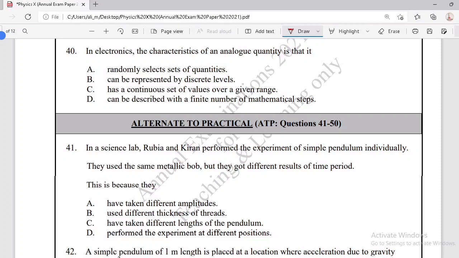In electronics, the characteristic of analog quantities is that they change continuously with respect to time. So they have a continuous set of values for a given range of time. This is the definition of analog quantities or analog electronics, in which the quantities change continuously with respect to time, like the atmospheric pressure or the temperature of the surroundings. These are analog quantities, and to deal with them we have analog electronics. So the correct answer for question number 40 is option C.